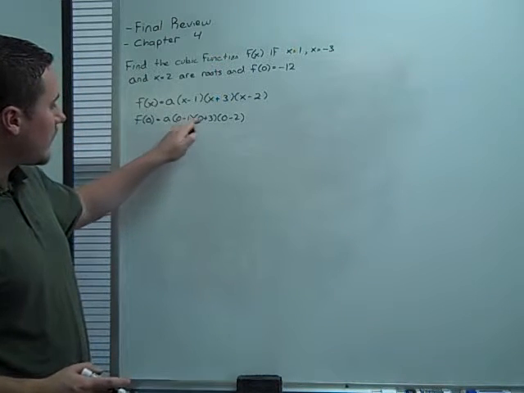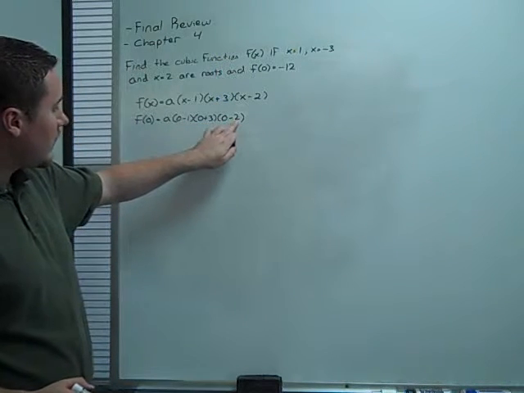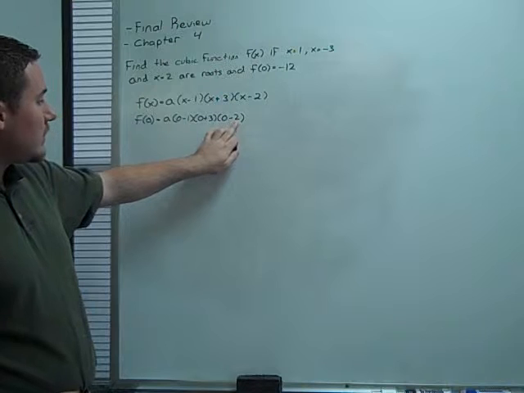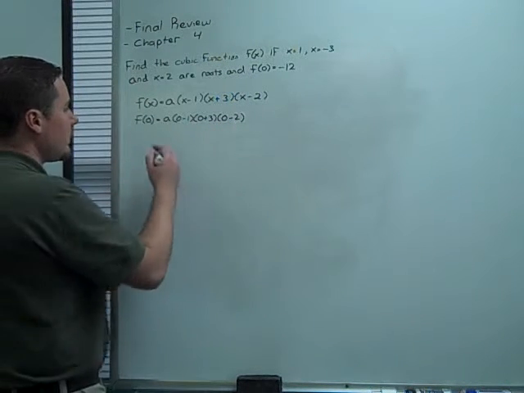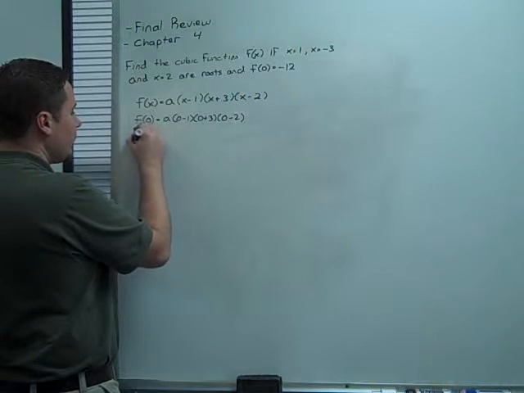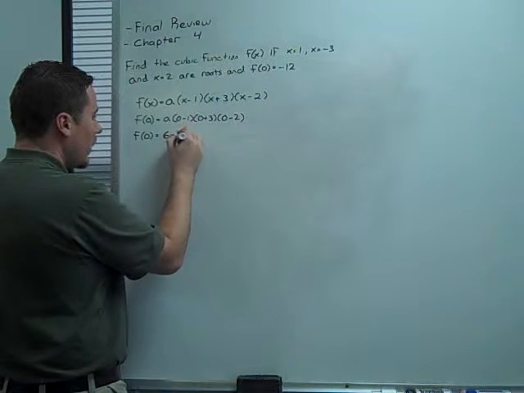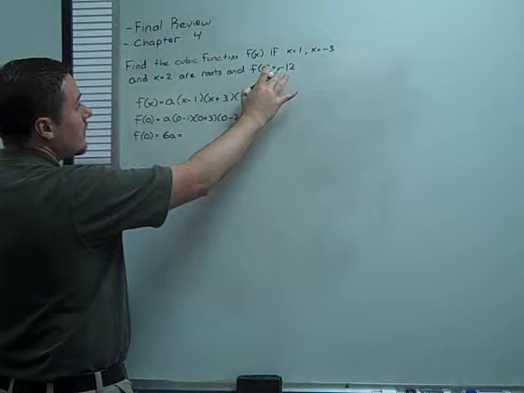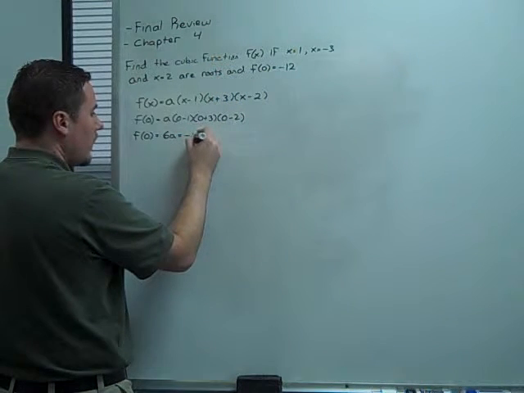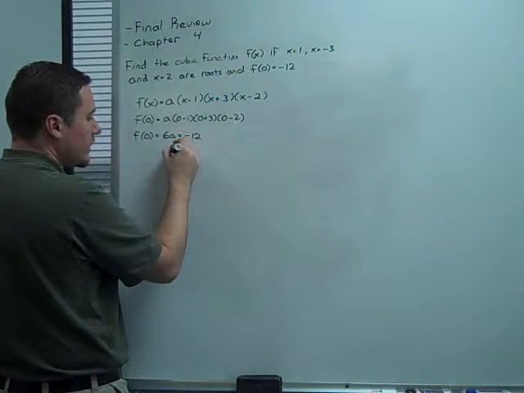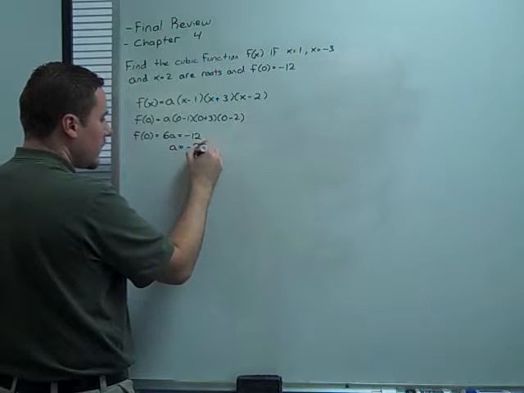So -1 times 3 times -2 is going to give me positive 6. So f of 0 is going to equal 6a, which we get is -12. Solve for a by dividing by 6. A is equal to -2.